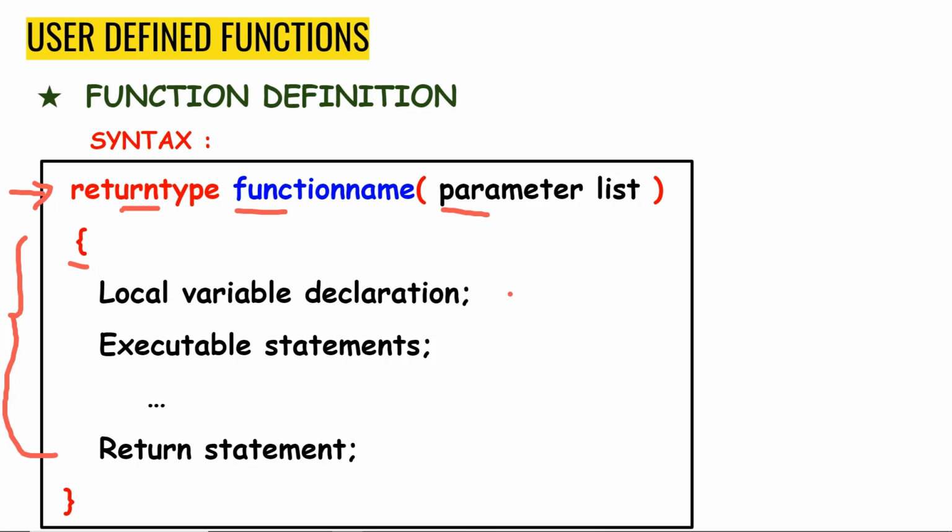In the body of the function, the set of statements are enclosed within the braces. The body of the function can have executable and non-executable statements and return statements. In the non-executable part, the local declaration of the variables can be done. In the executable part, the statements that perform the task are written. The return statement is used to return the result of the computation done in the function to the calling function, or to return the program's control back to the calling function.